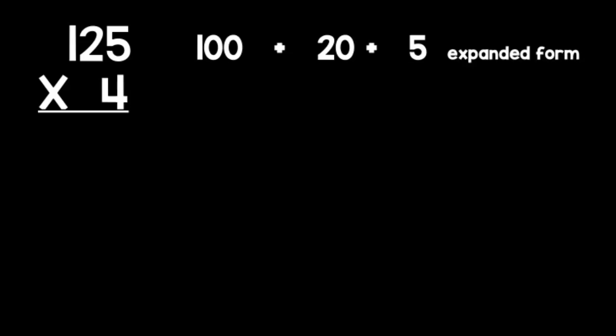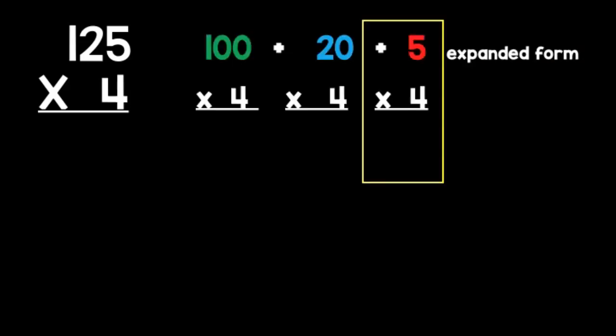First, let's look at expanded form. 125 is broken into 100 plus 20 plus 5. Then they all are multiplied by 4. So let's look at our ones place value first. 4 times 5 is 20.